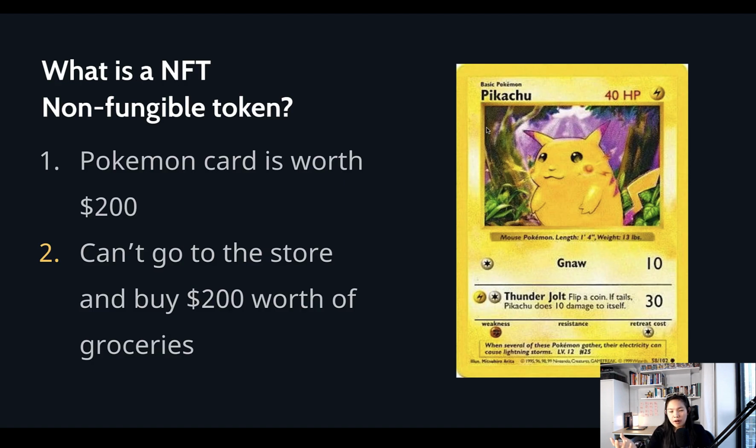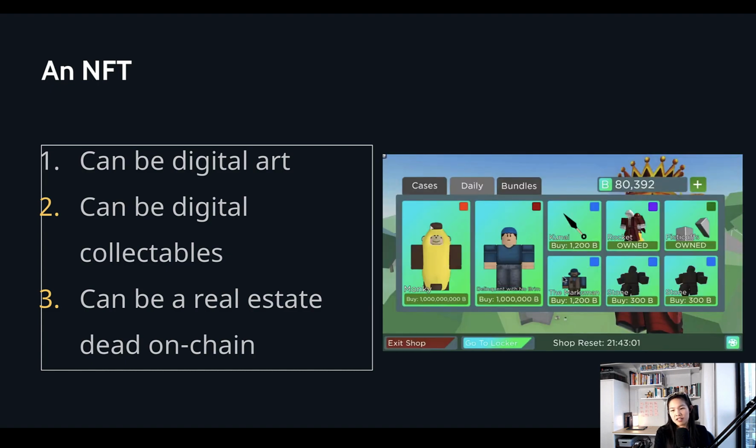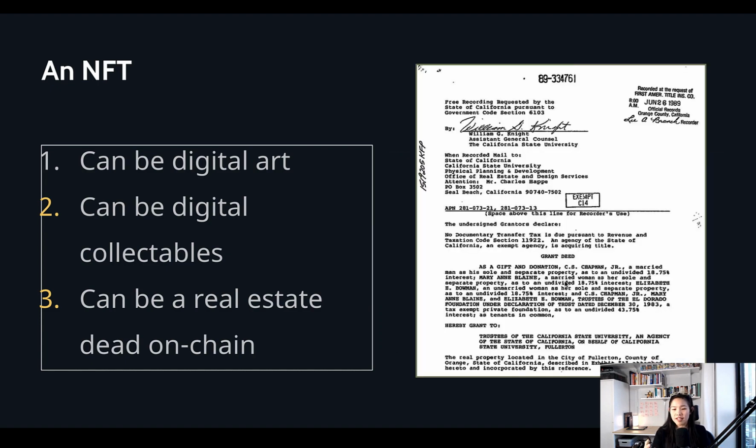There's a lot of confusion about what an NFT is. You can use the analogy of something that is non-fungible. It means that there is value, but it's not necessarily cash, right? So this Pokemon card is worth $200, but I can't go to the grocery store and buy $200 worth of groceries. An NFT most commonly used or heard of in the news or the media is digital art. It can be a digital collectible. It can also be a real estate deed on chain. So it's not just art, but it's most commonly used as art.